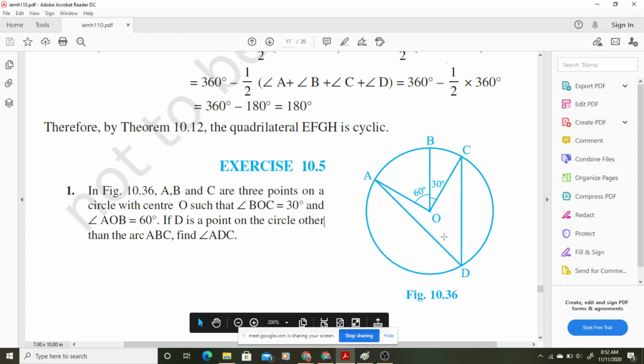You can easily find. It will be half of 90 by theorem 10.8. 45 degree. By theorem 10.8 it is 45. Why? Sir, it is half of angle AOC. Yes, the angle subtended by an arc at the center is double of the angle subtended by it at any point on the circle. So that means angle ADC will be 45 degree. You just have to write complete theorem 10.8 to solve this question. Okay, and this is very simple. 60 plus 30, 90, and half of 90 will be angle ADC. You can do it.